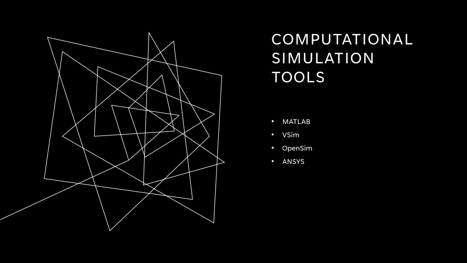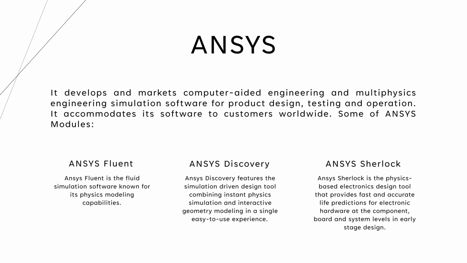OpenSim is an open-source software system for biomechanical modeling, simulation, and analysis with the goal of free and widely accessible tools to advance biomechanics research and motor control science. And the last one, ANSYS, which we are using in our experiment, is used to discover how a product will function with different specifications without building test products or conducting crash tests.